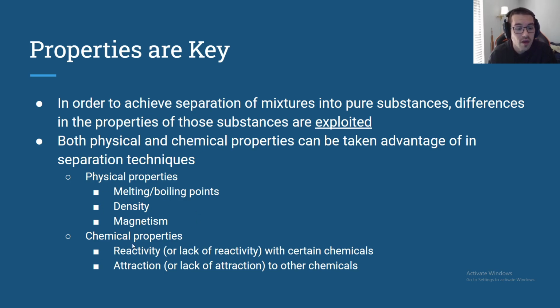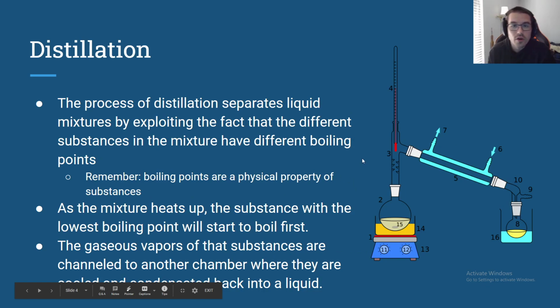These are just a few examples. This is not an inclusive list. Some examples of physical properties would be melting and boiling points, density, and magnetism. Chemical properties are a little bit more vague, generally just reactivity or lack of reactivity with certain things, and attraction or a lack of attraction to other chemicals may be used to help separate things. We are going to talk about distillation in detail.